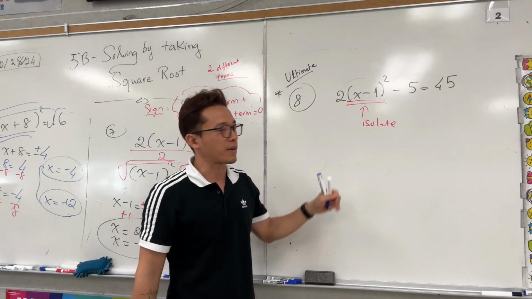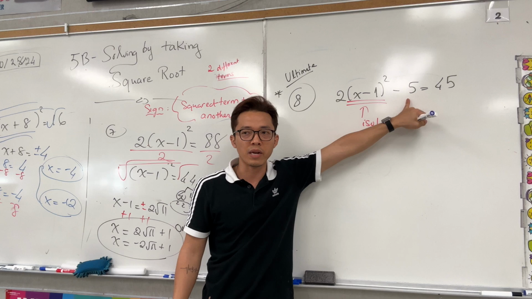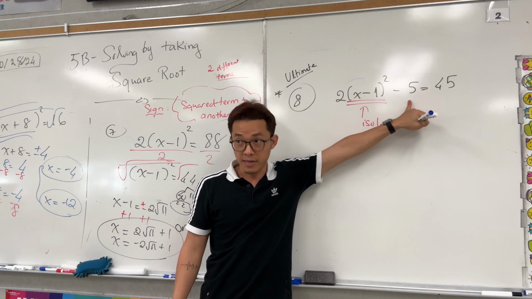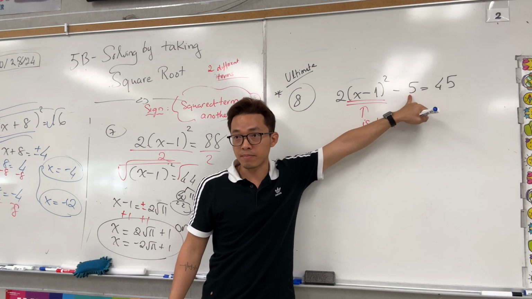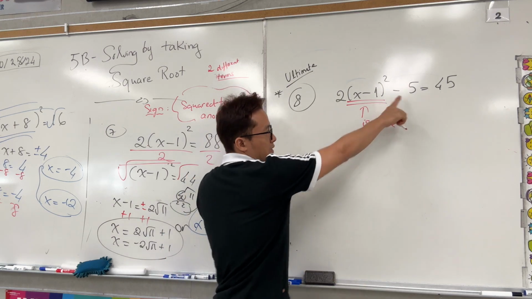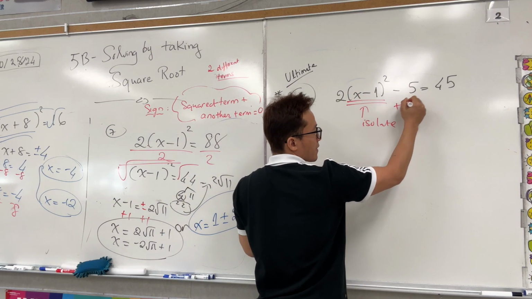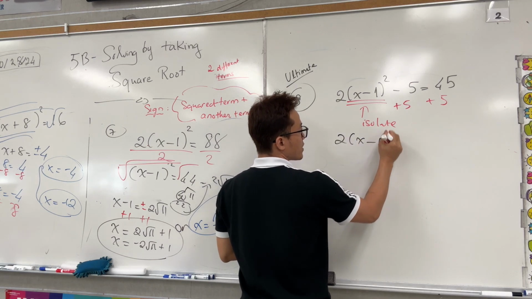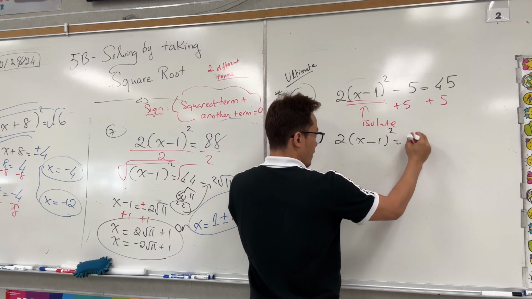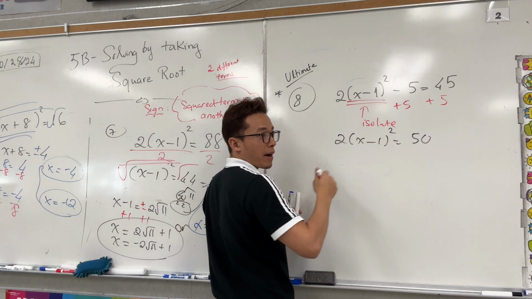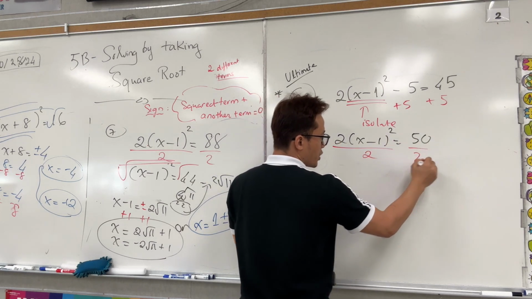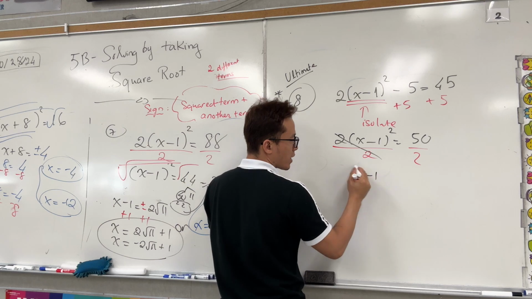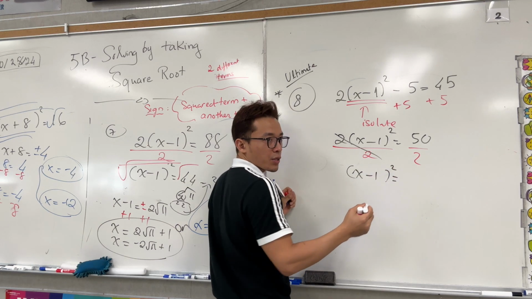Now back to answer 1. I have 2 and negative 5. Which one do I need to get rid of first? Plus 5. Negative 5, right? You need to get rid of this one by adding 5, the one furthest away from x. So add 5. So 2 times x minus 1 squared, and what is 45 plus 5? 50. Now you can get rid of the 2 by dividing by 2. This is gone, so x minus 1 squared equal to, what is 50 divided by 2?